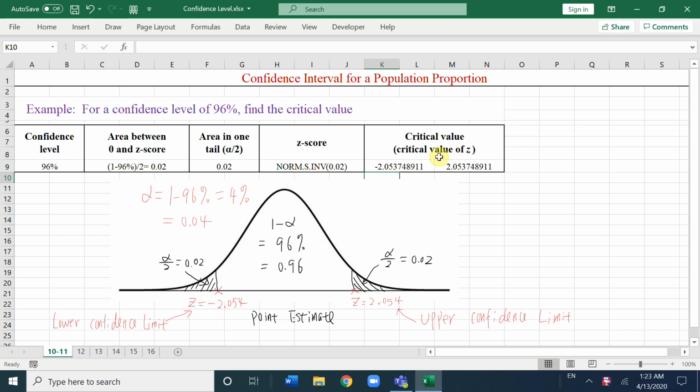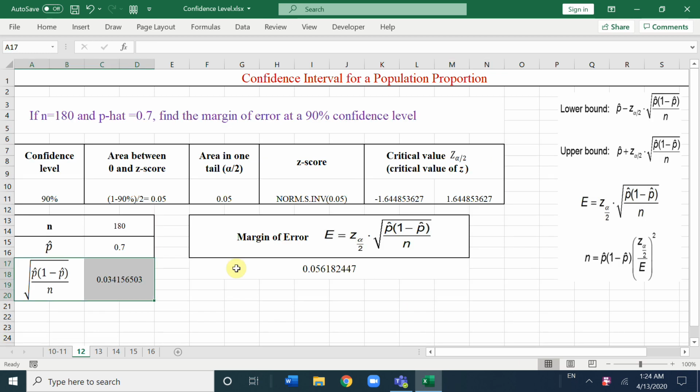So this negative z is the lower confidence limit. This critical value is a positive number. The second question: n is 180, p hat is 0.7. Find the margin of error. The confidence level is 90%.